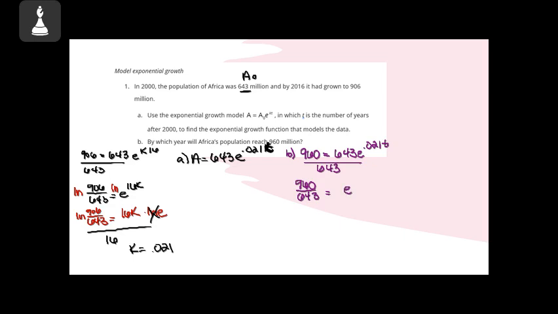Now I'm going to natural log both sides. So if I natural log both sides, this 0.021t is going to come down front, times the natural log of e, which we know is just 1, so it drops away. That means that our last step is to just divide by 0.021. So if I go to my scientific calculator again, natural log of 960 over 643, all divided by 0.021 is going to give me a t value of 19. Now we need to remember that t is the number of years since 2000. So the year that this will happen is 2019.